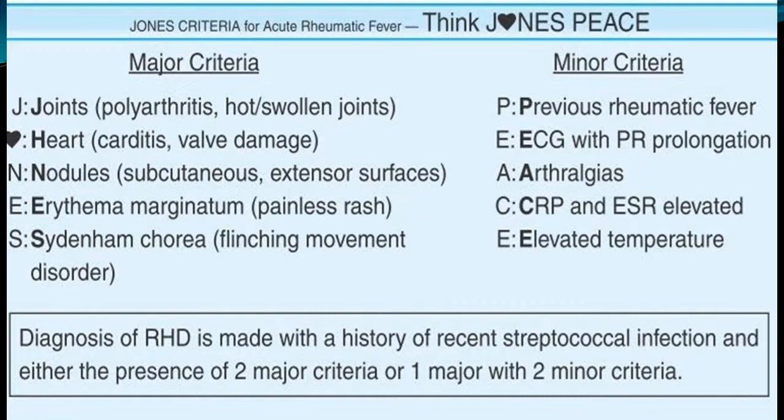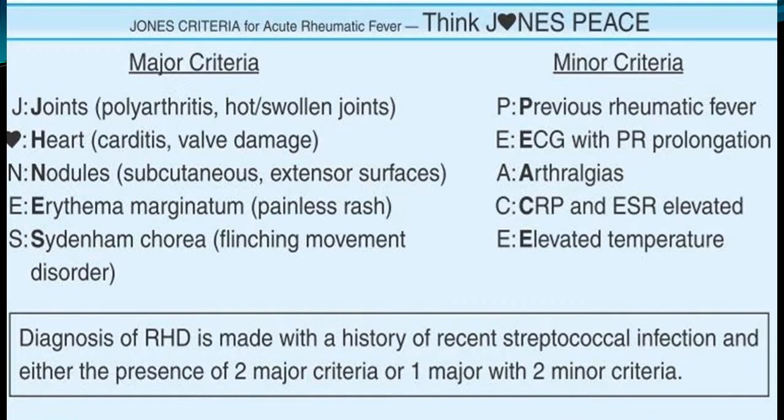J stands for joints, polyarthritis, hot, swollen joints. O for heart. When there is carditis, the heart takes globular shape. So this O is denoted for carditis, and there is valvular damage as well. N is for nodules, subcutaneous on extensor surface. Subcutaneous nodules on extensor surfaces, especially on the shin.